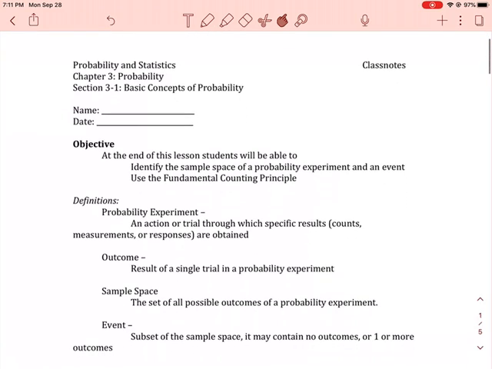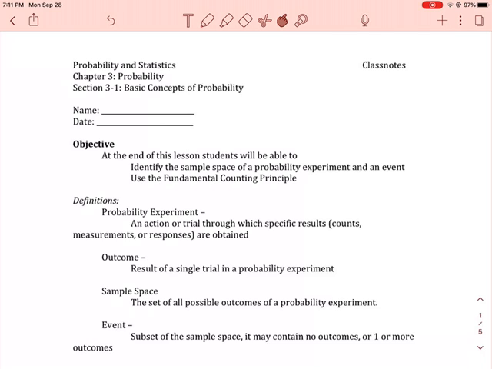So the first term is probability experiment, which is an action or trial through which specific results, such as counts, measures, or responses, are obtained. So rolling a die, you're counting. Asking people a question, you're getting a response. Measuring the height of a basketball when thrown. These are all experiments.